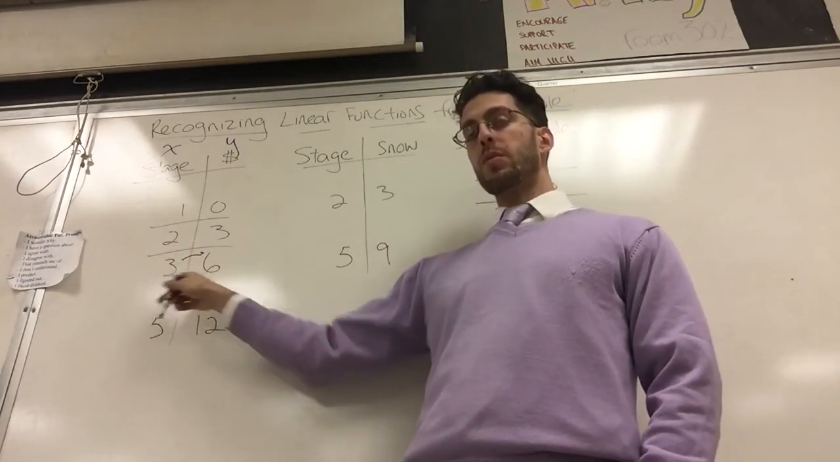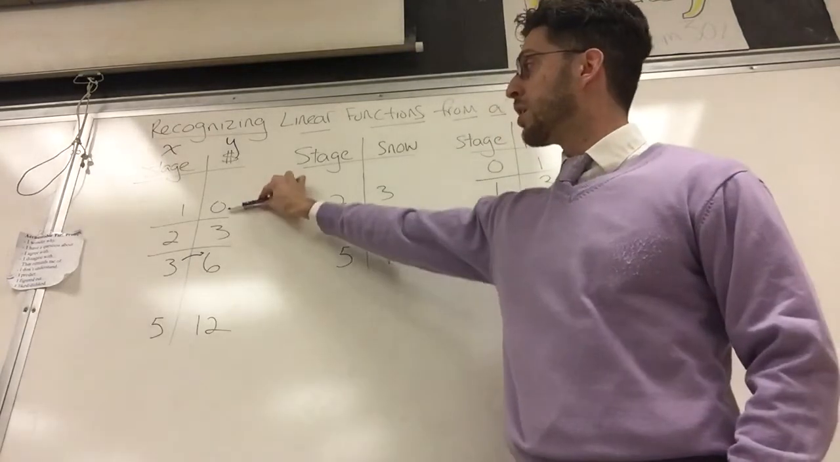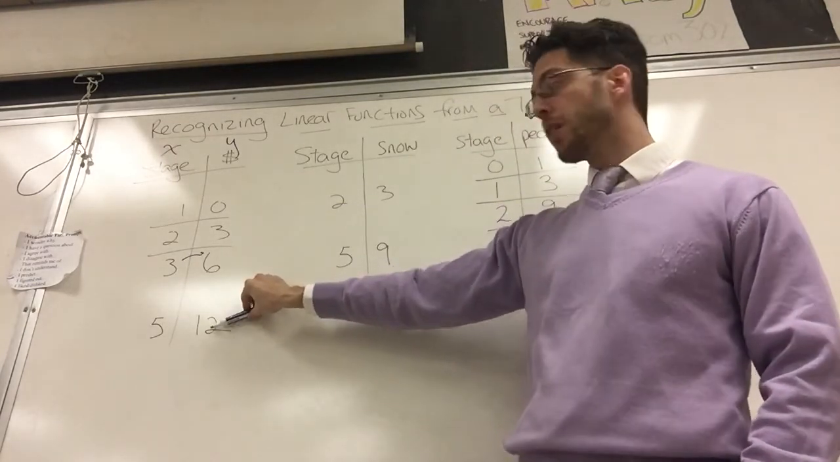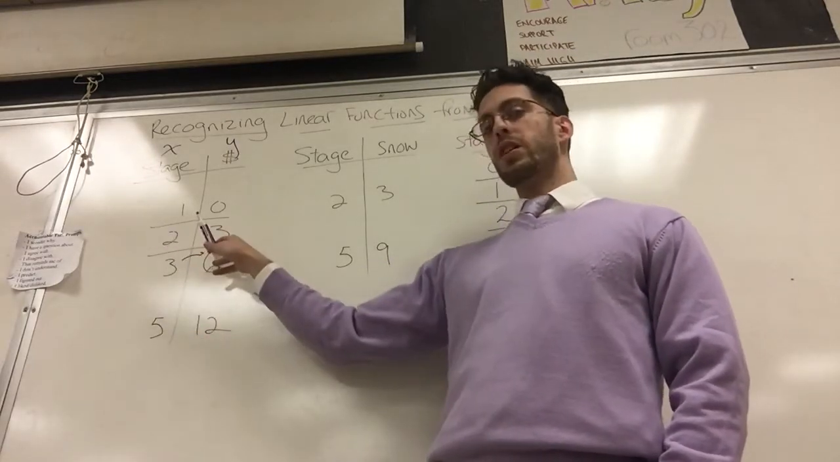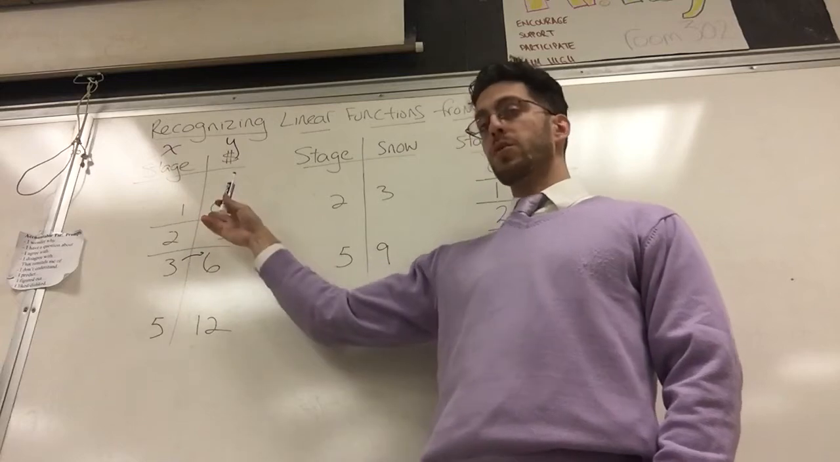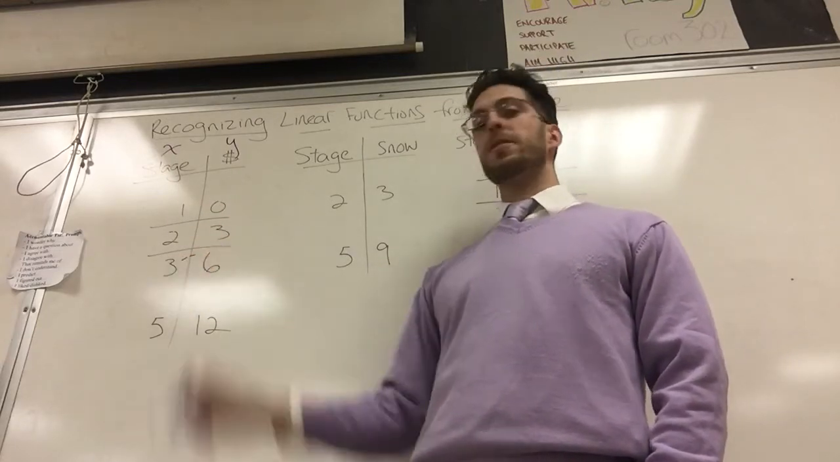You just double it. 3 times 2 is 6. I'm done, right? But that relationship has to be the same for every pair. 5 times 2, is that 12? No, so that didn't work. 2 times 2, is that 3? No, so that didn't work. 1 times 2 is definitely not 0, so that didn't work. So that was too easy and it failed.